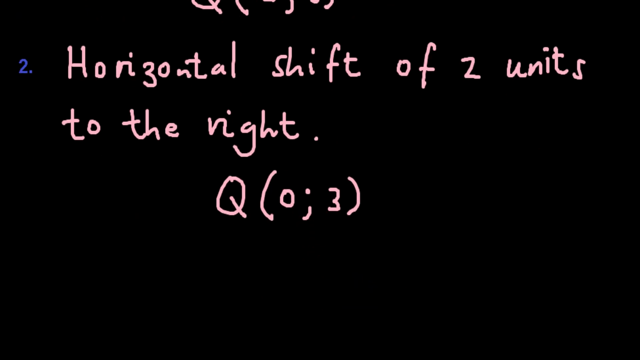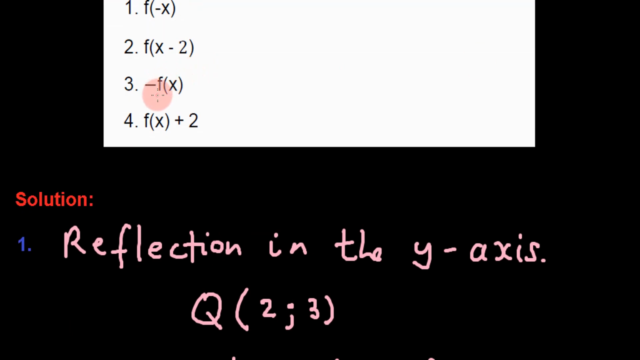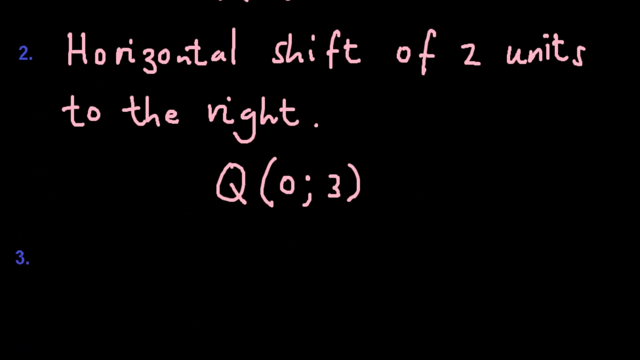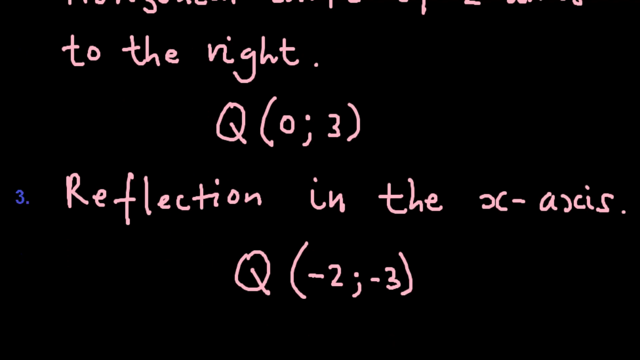Let's look at number 3. Here we have negative f of x. And we know that this is a reflection in the x-axis, so all our y's will change sign. And that means that Q will have a y-coordinate of -3. So firstly, it's a reflection in the x-axis, and then the coordinates of Q will be -2, -3.